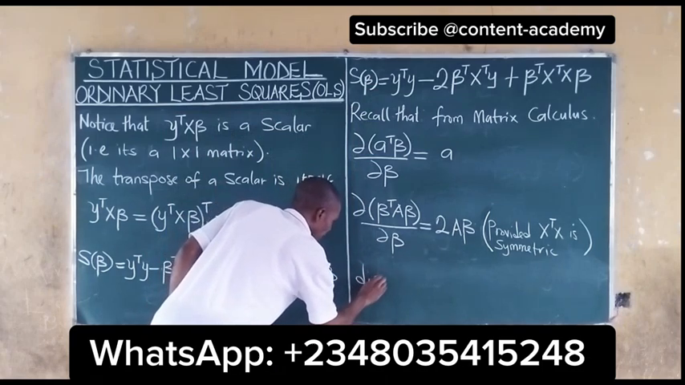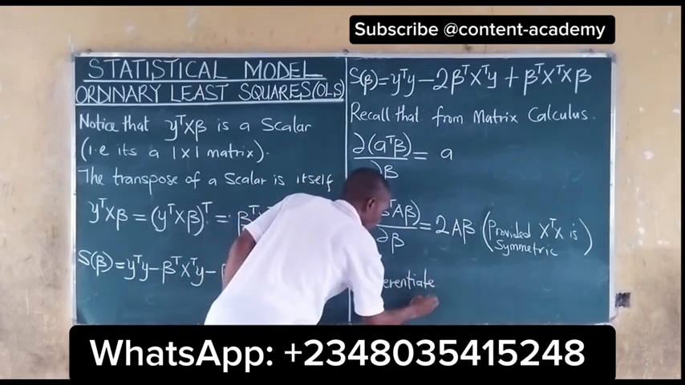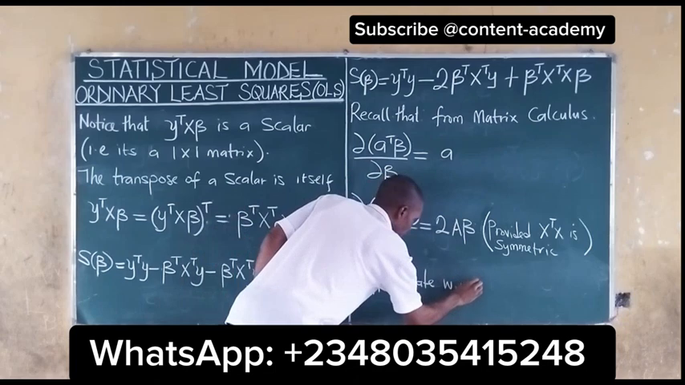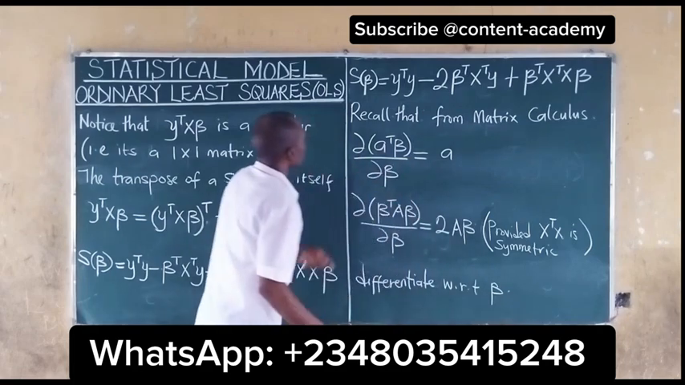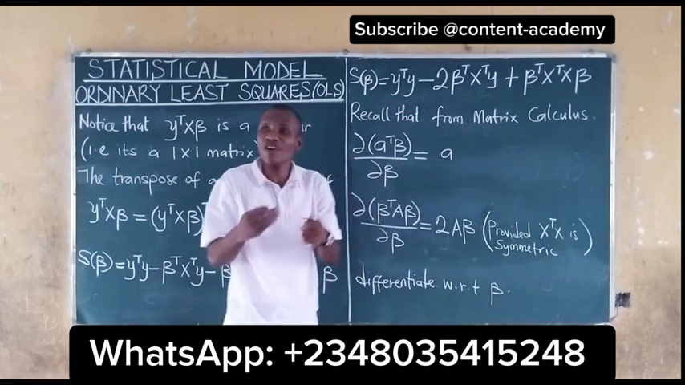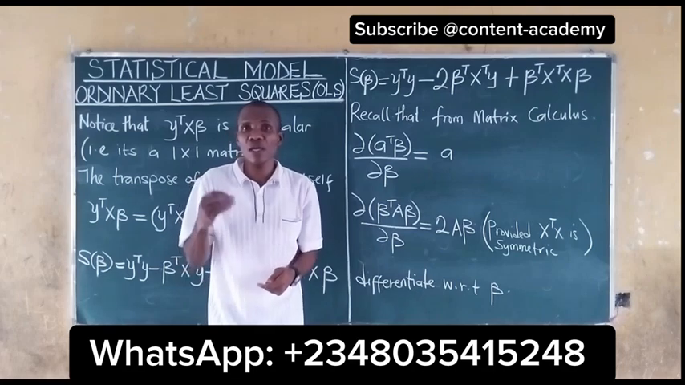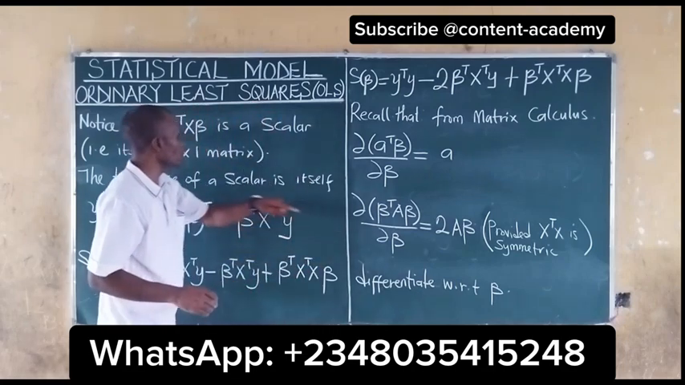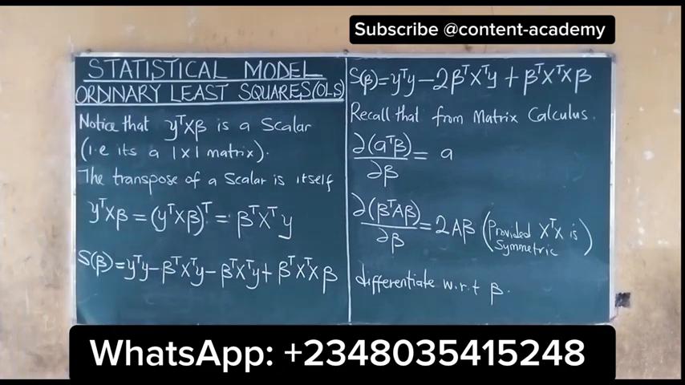We differentiate this function with respect to B so that we can obtain the vector B that minimizes the sum of square error. So for me to differentiate this, we move over to this side of the board to do that.